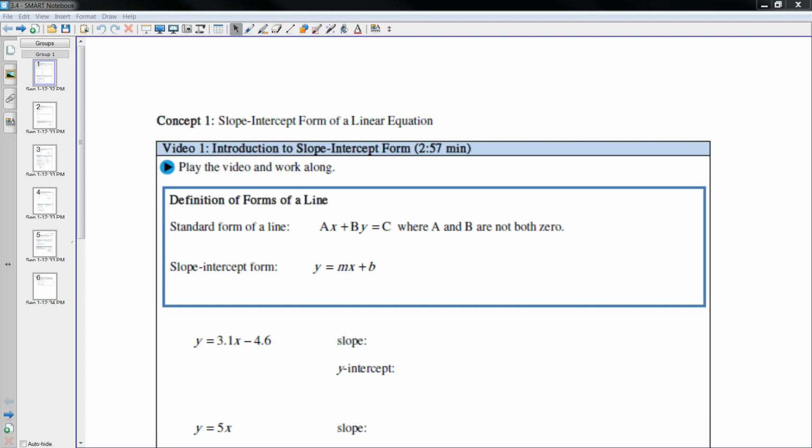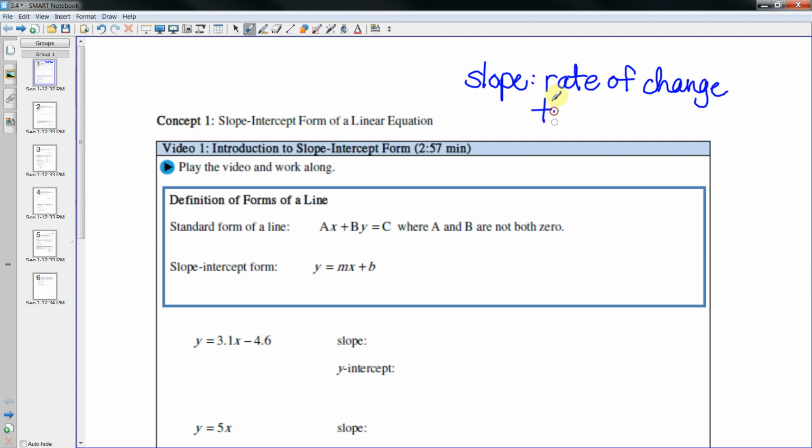Alright, today I want to talk more about slope. Let's talk about the actual definition of slope. Remember, slope can also be called rate of change. So we've got different ways we can call slope. I like to think of it as the tilt of a line.